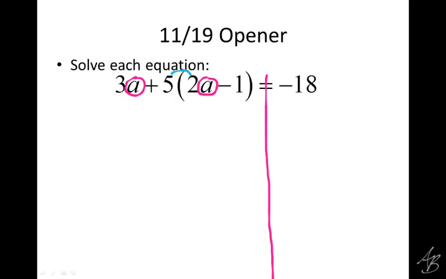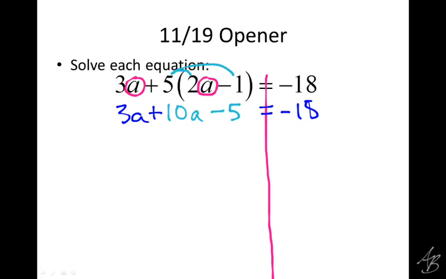5 times 2A is 10A. And 5 times negative 1 is negative 5. All right, and then what do I do with everything else? Just bring everything else down. So I've got the 3A here, I've got the negative 18 here. And then what am I missing? Missing equal sign, and I'm missing one other thing too. I need something between the 3A and the 10A here, and this 10A is positive or negative? It's positive, so I'm going to put a plus in there.